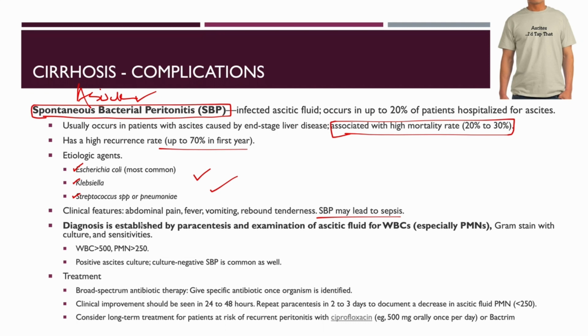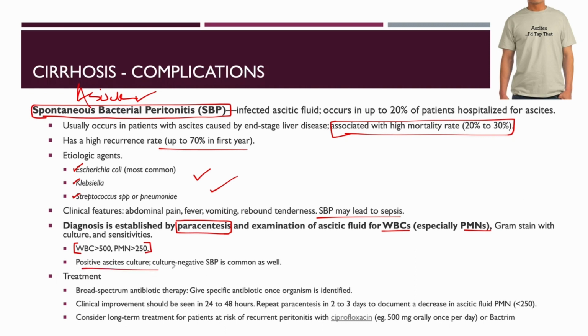The diagnosis is established by collecting fluid, right? Tapping the belly, getting out fluid, and running analysis on it. Now, it's really hard to culture bacteria from fluid from a paracentesis. So what we look for are WBCs, and more specifically PMNs. That's what we're looking for. So diagnostic would be WBCs of greater than 500 and PMNs of greater than 250. And then, of course, if you do have a positive culture, even more so.